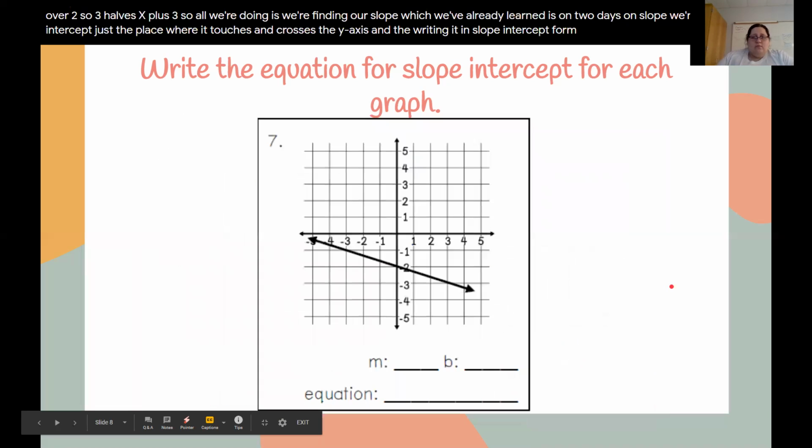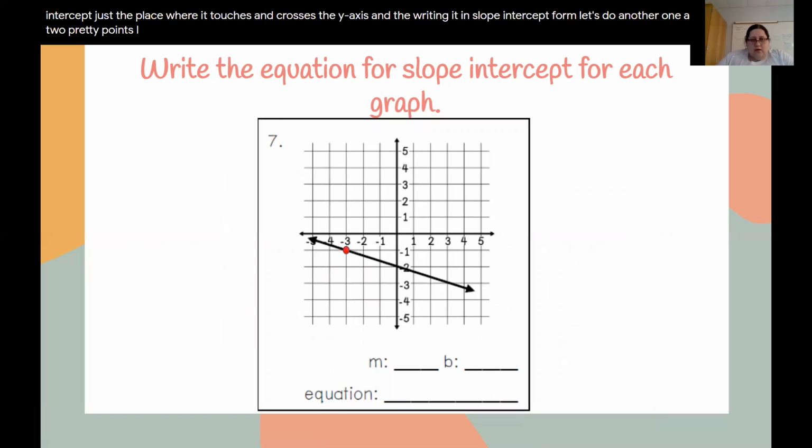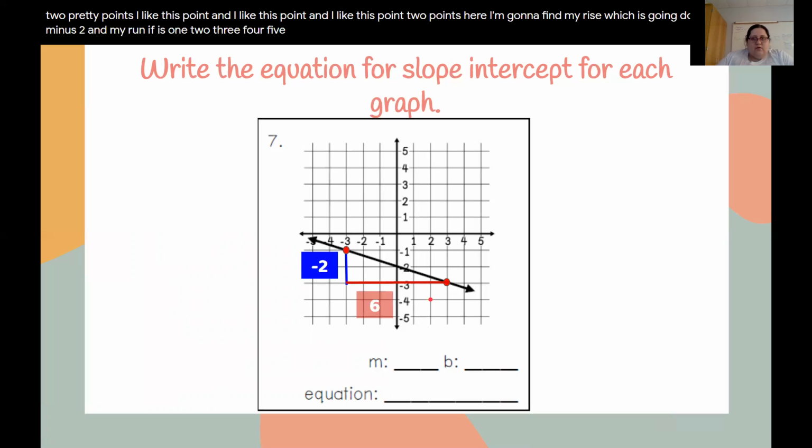Let's do another one. We're going to find our 2 pretty points. I like this point, and I like this point, and I like this point. So I'm going to use these 2 points here. I'm going to find my rise, which is going down 1, 2, so -2. And my run, which is 1, 2, 3, 4, 5, 6. So my slope is going to be -2/6. I can simplify that, and I get -1/3.